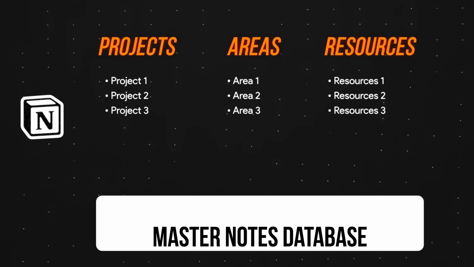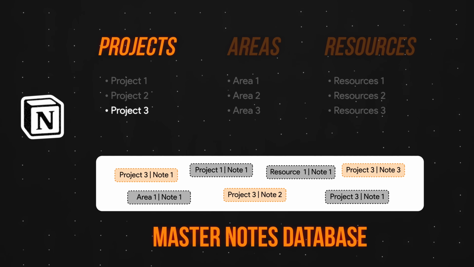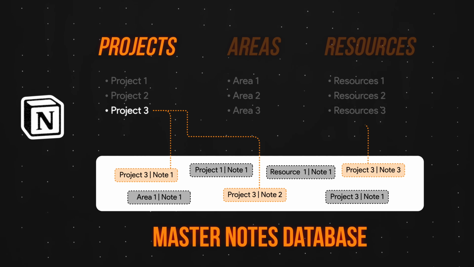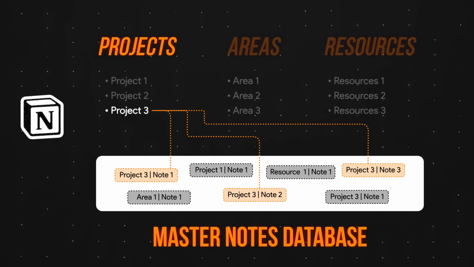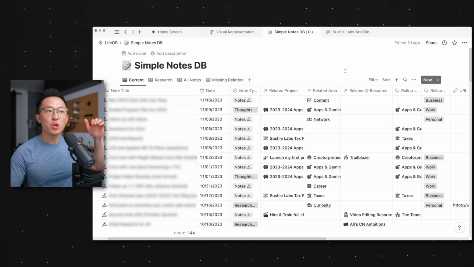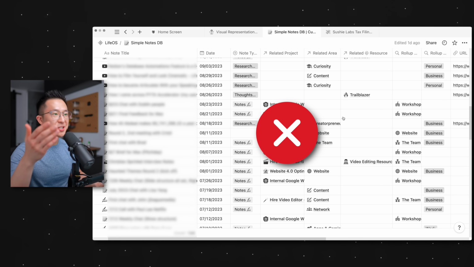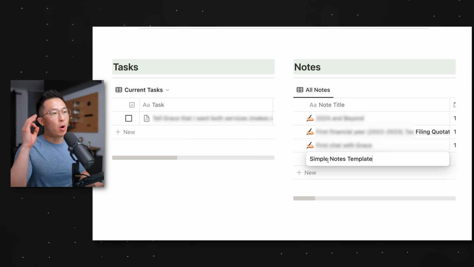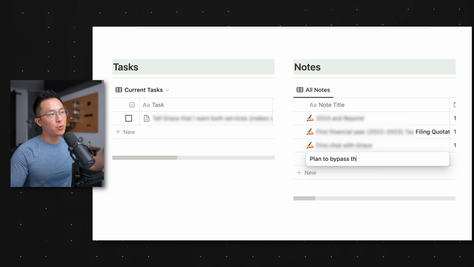This system guarantees you have instant access to only the most relevant information based on what you're trying to achieve at that moment in time. As a result, after you set this up, you should never need to go into your master notes database ever again. You will only interact with your notes through the different views you have created. So how does this work?